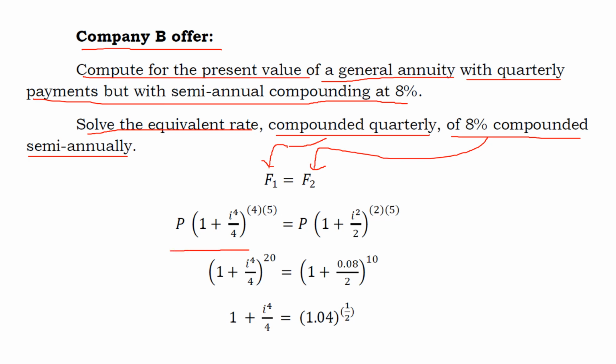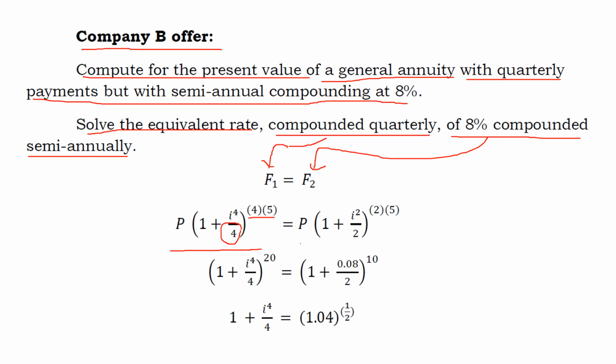F1 and F2. For your F1, it is represented by P multiplied by (1 plus i over 4) raised to 4 times 5. Why is that? We need to divide it by 4 because it represents your compounded quarterly. So there are 4 quarters every year. So we multiply 5 by 4 because that will be your conversion period, or the total number of quarters within 5 years. So we multiply the number of quarters per year by the number of years. So that is 4 multiplied by 5.